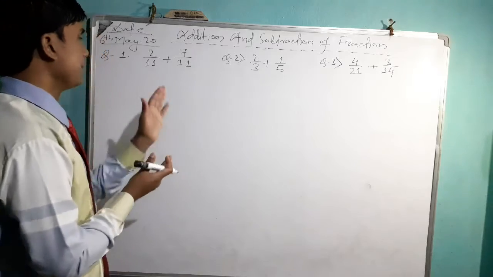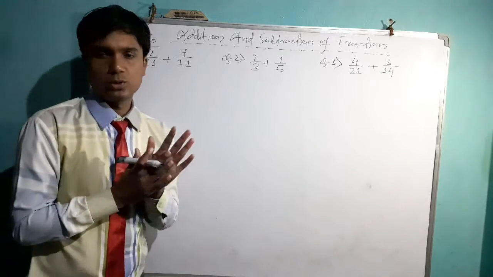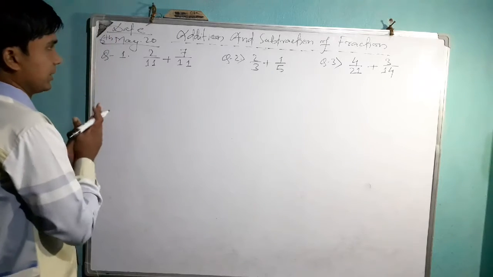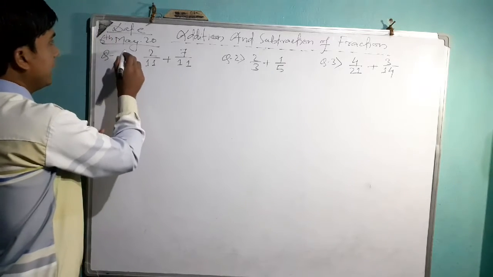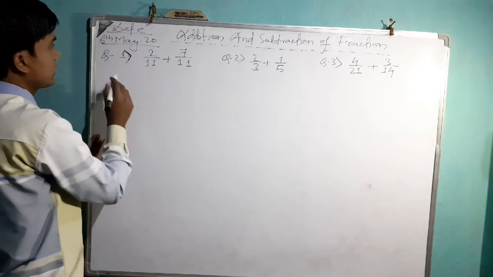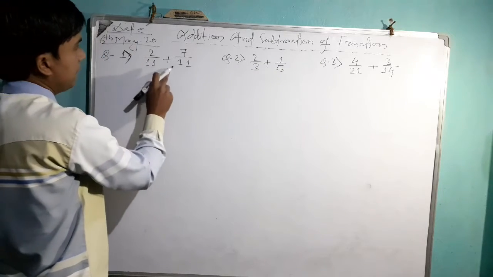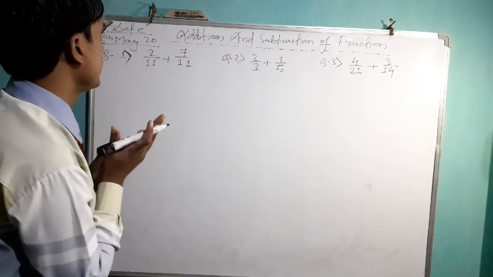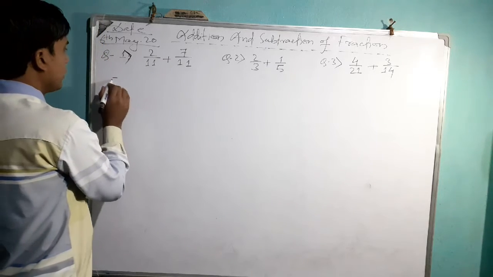So here in the first question, when I solve it, you need to know fraction, addition of fraction. So here at the first, what we have, 2 by 11 plus 7 by 11. The first question I'm going to solve. So let's see here what we have.